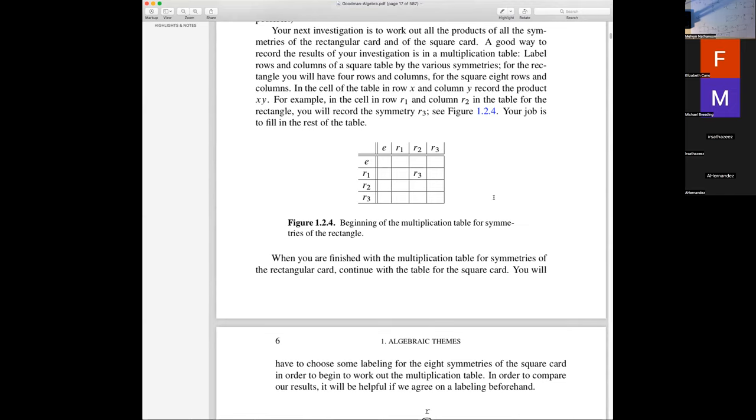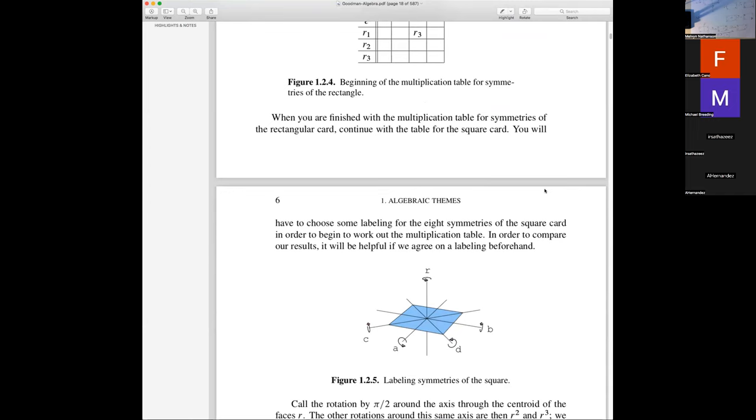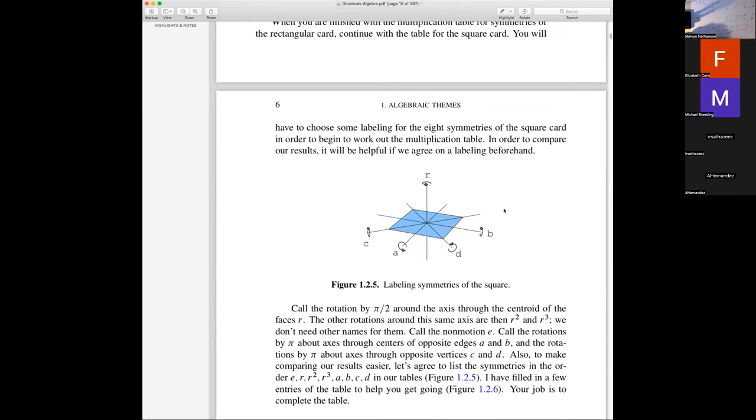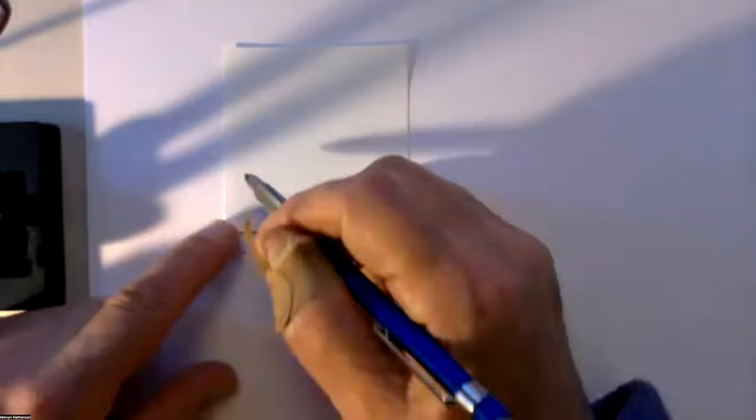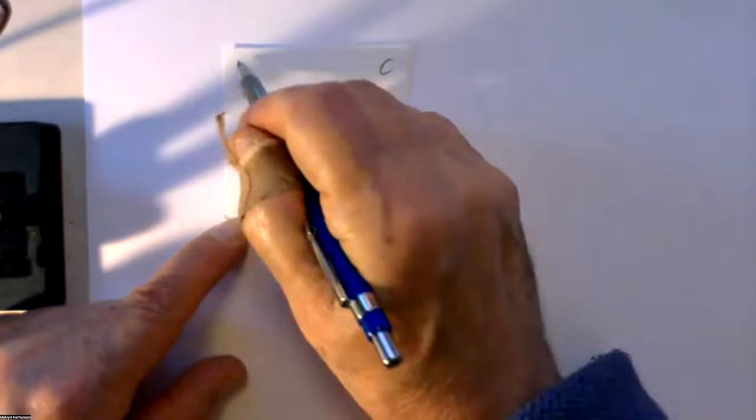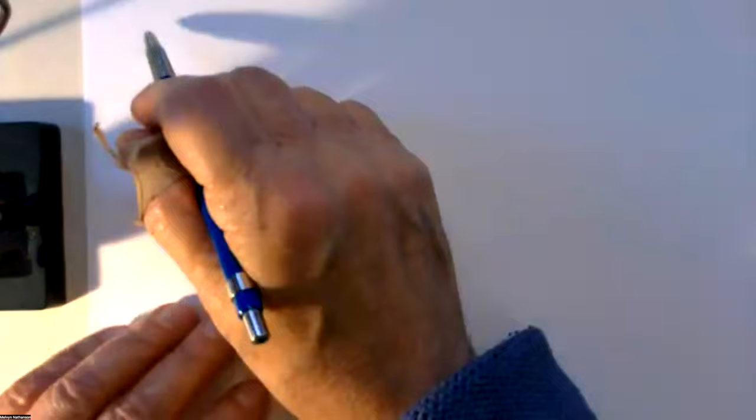Now, the other object we looked at is a square. A square has 8 symmetries. The 4 symmetries of the rectangle, plus there are 4 more. Actually, let's take a look. Let's see if we can figure out ourselves what the symmetries of a square are. Let's stop the share. And here I have a square, A, B, C, D. So let's see if I can label, if I can find symmetries of the square.